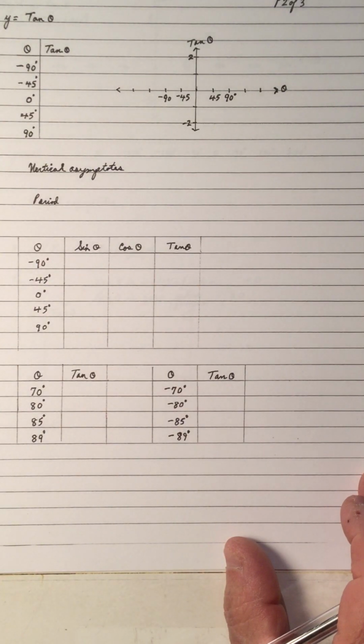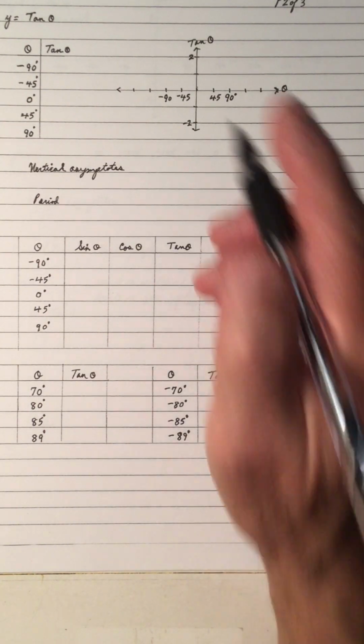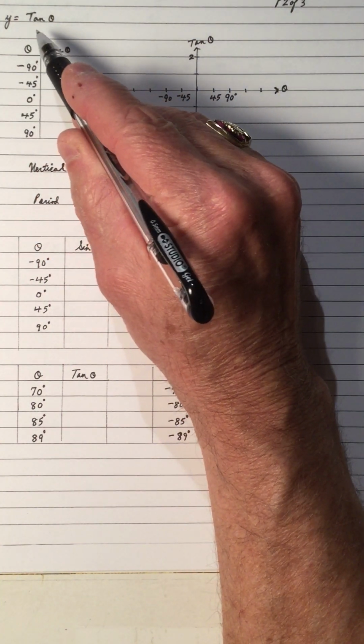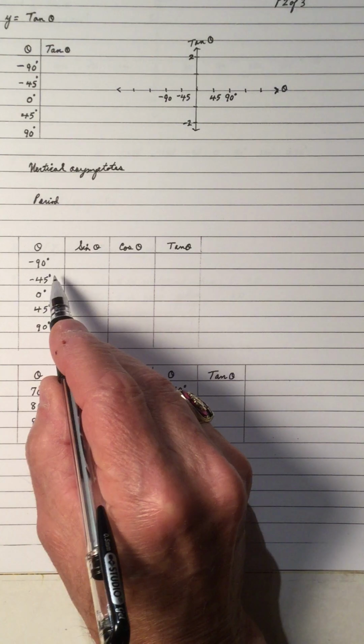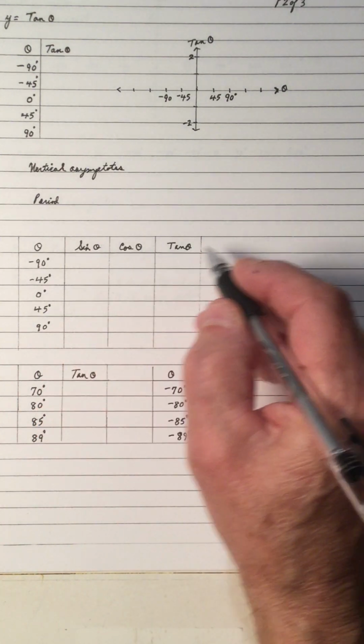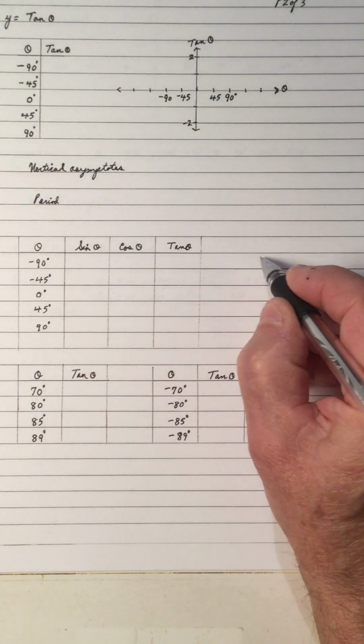Hi, welcome to my video on the tan graph basic equation. Y equals tan theta. I'm going to graph tan theta, but what I'm going to do is fill out this chart here first. And we have a unit circle.